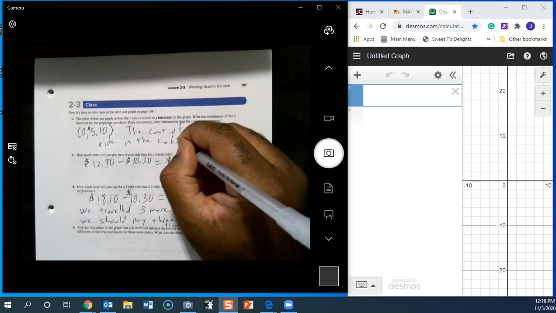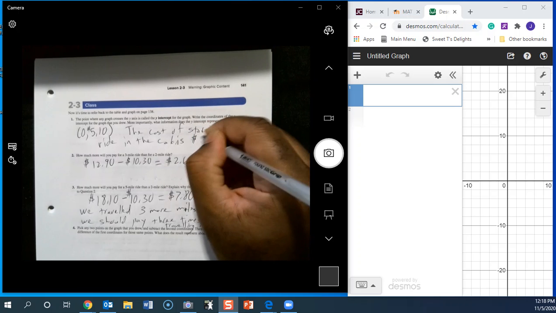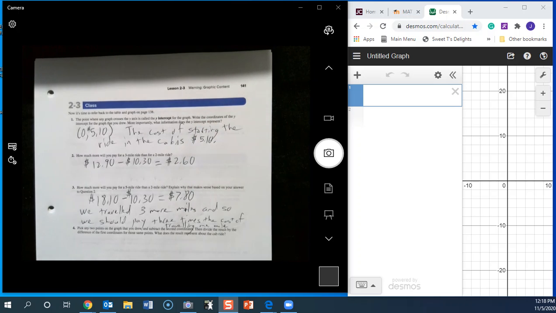I should put $5.10, because that would tell you how much it costs to start the ride. Because when you start the car ride, you haven't traveled any miles yet.